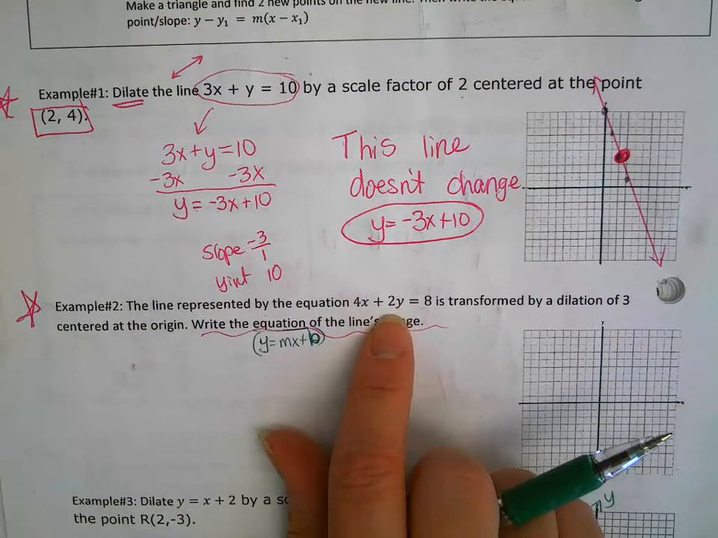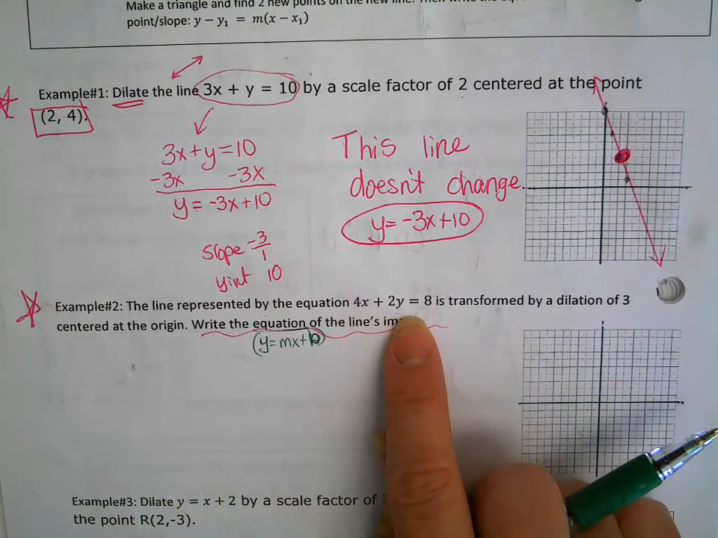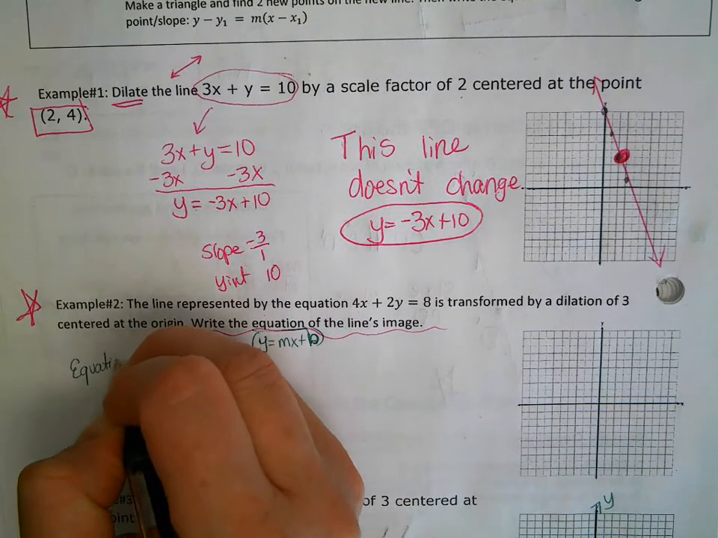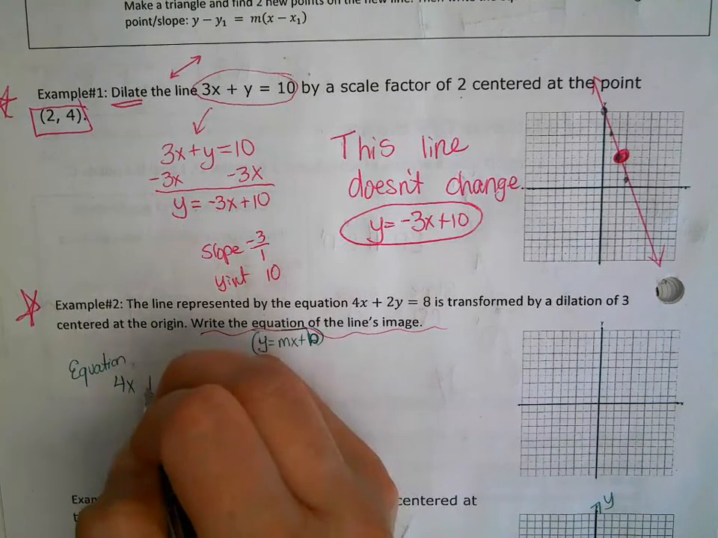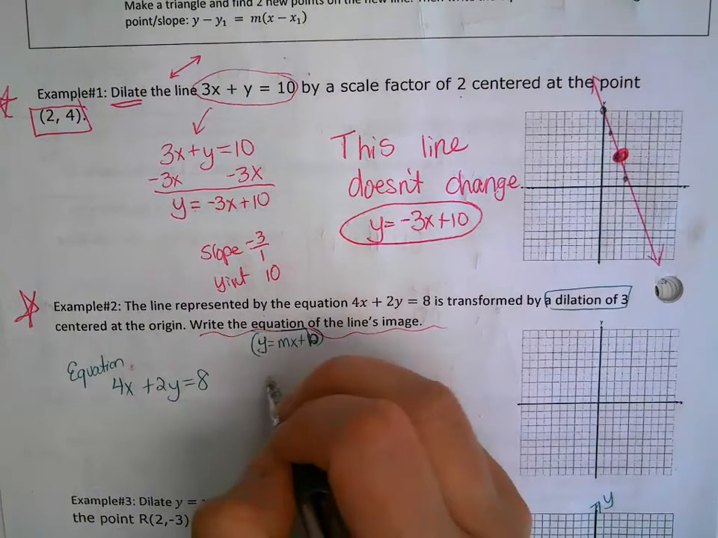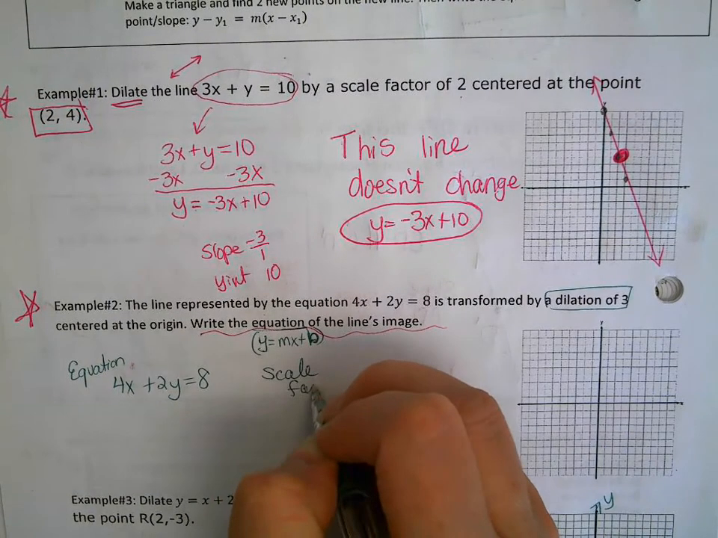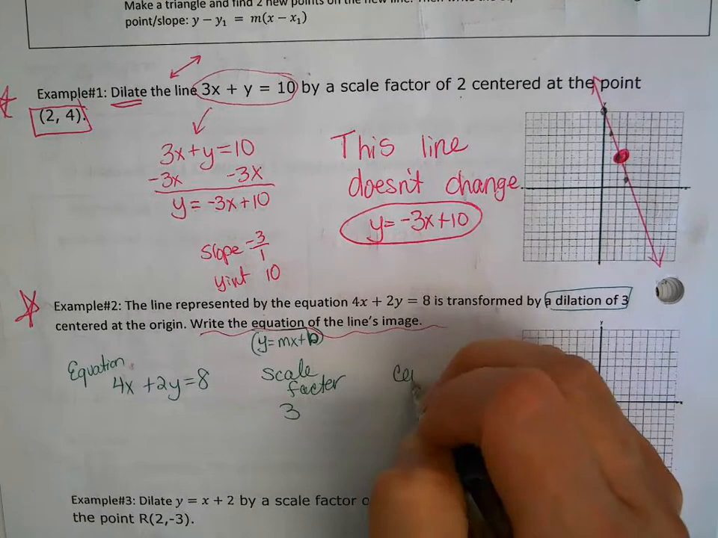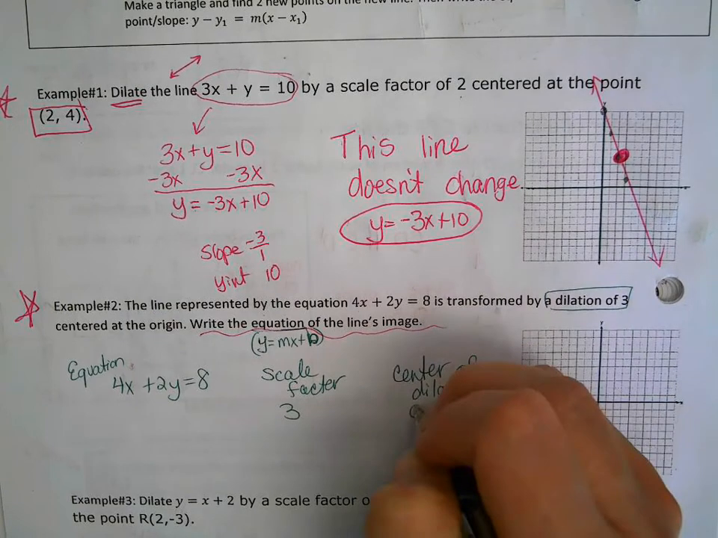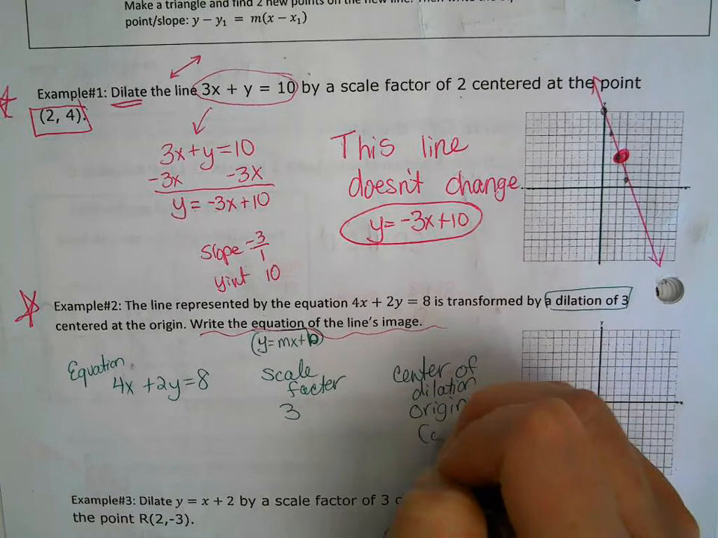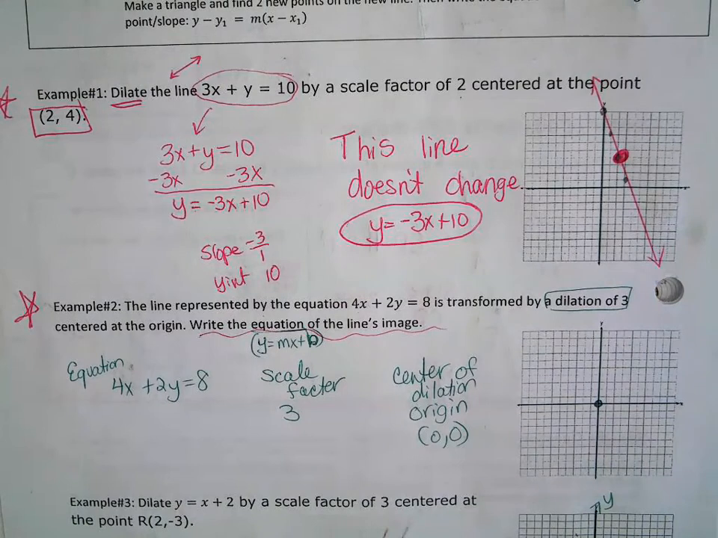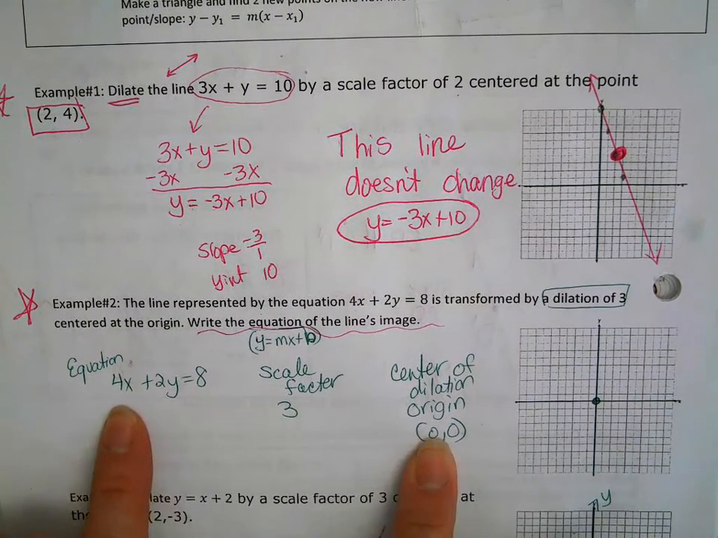The line represented by this equation, 4x plus 2y equals 8. A couple key pieces. We have an equation that we're starting with, 4x plus 2y equals 8. It says the dilation scale factor is 3, and our center of dilation is the origin, which we know to be at 0, 0. So I'm going to color in our center of dilation. Again, there's a couple key pieces given.